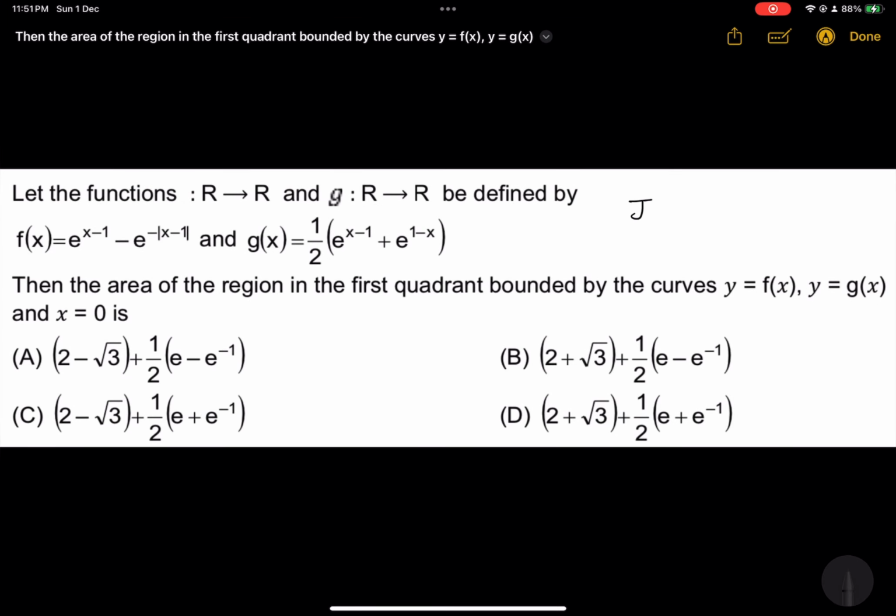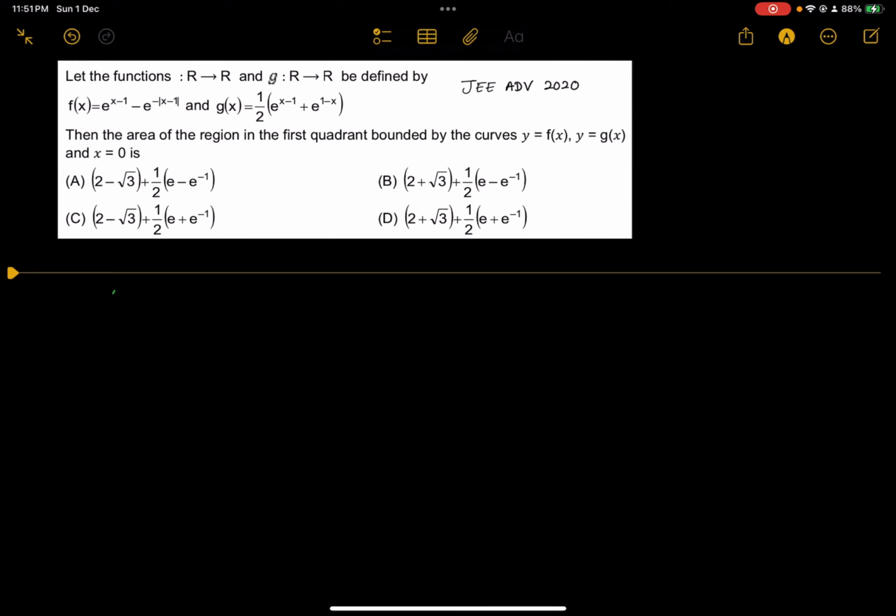Hi, this question appeared in JEE Advanced 2020 in its first paper, and it is a single correct answer question and it has got negative marking. The question is basically from the topic areas. Let us go ahead and solve this. But before we do that, I would strongly recommend all of you to pause this video at this moment and give this question a try.